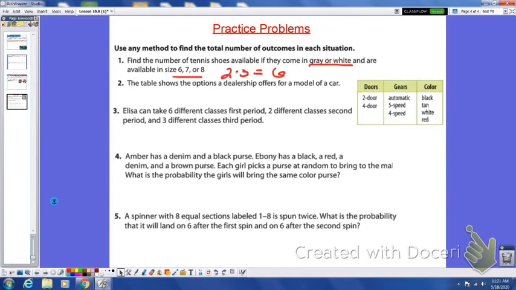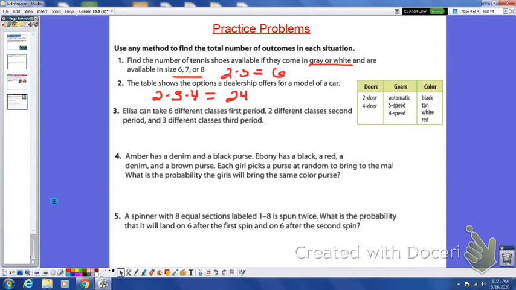For number 2, the table shows the options a dealership offers for a car model. So there are 2 possibilities for the door. We have 2-door or 4-door. There are 3 possibilities for the gears. And then there are 4 possibilities for the color. So if we take 2 times 3 times 4, that gives us 24 possible cars.